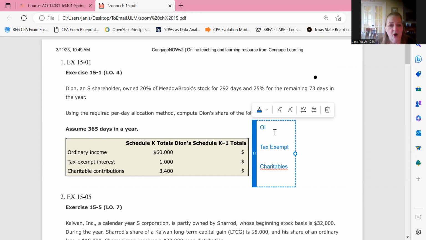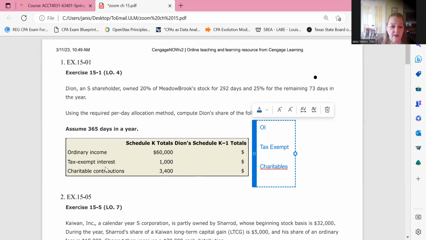So let's try this. So this problem is Dion, an S shareholder, owned 20% of Meadowbrook stock for 292 days and 25% for the remaining 73 days in the year. So this is that thing where we have to prorate how much we're showing as each of the different types of income that are flowing out on the K1 to the shareholder whenever there was a change in their ownership. Okay, so we're going to use the required per day allocation.